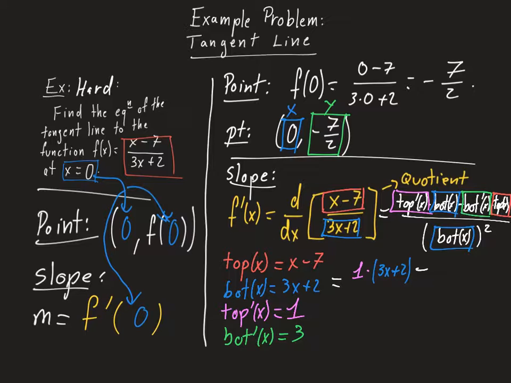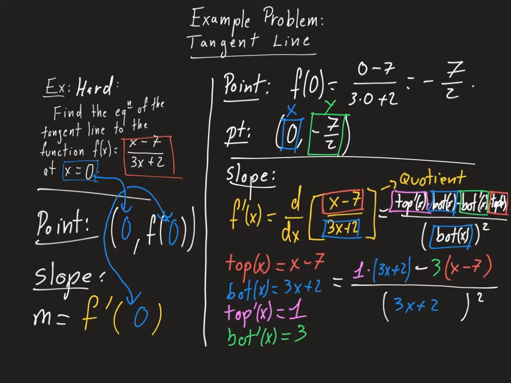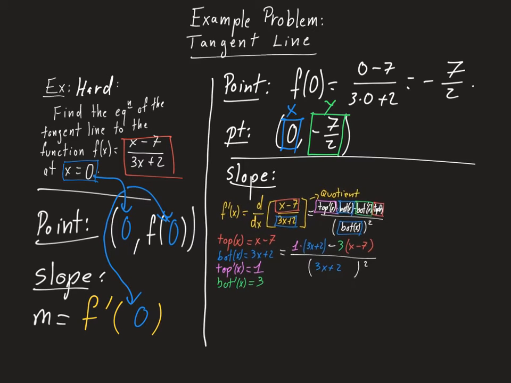Then we have a minus sign. Then we have in green, the derivative of the bottom is 3, times the top function, mind the parentheses. These are important. All this is being divided by a function squared down here. And this function is going to be 3x plus 2. Okay, we found the derivative, but there's still some work to do here.